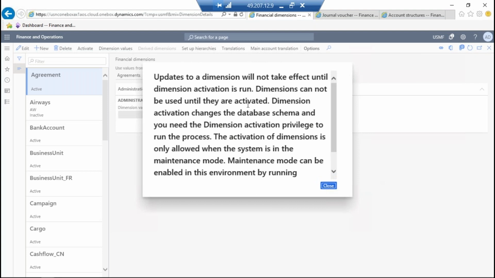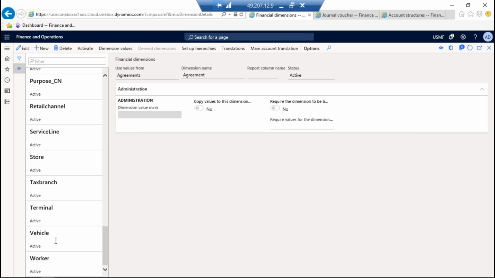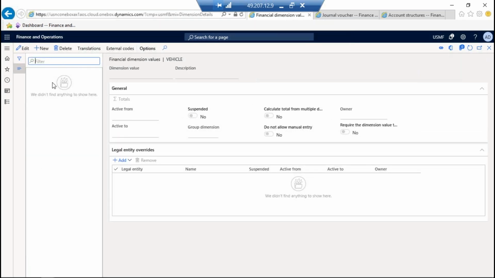okay, here. So what does this mean? We'll discuss it in 1 or 2 minutes. Give me 1 minute. Vehicle. So you can create dimension values. You can create the vehicle numbers. Okay, now let us understand.